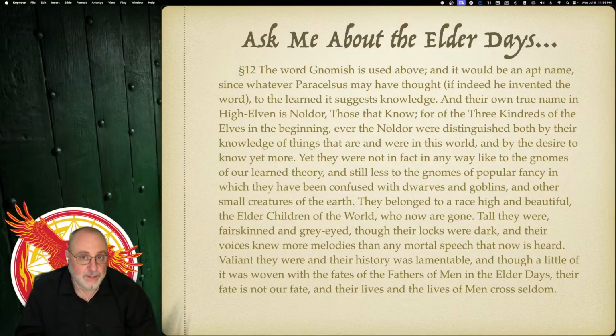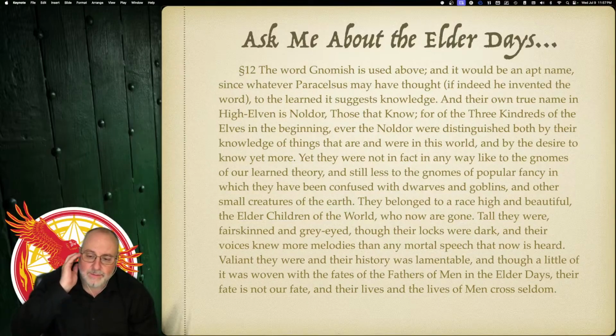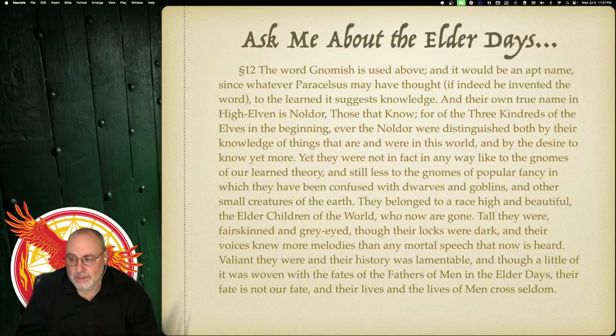They belonged, that is the gnomes, the actual gnomes, the real gnomes, the Noldor, they belonged to a race high and beautiful, the elder children of the world, who now are gone. Tall they were, fair-skinned and grey-eyed, though their locks were dark, and their voices knew more melodies than any mortal speech that now is heard. Valiant they were, and their history was lamentable, and though a little of it was woven with the fates of the fathers of men in the elder days, their fate is not our fate, and their lives and the lives of men cross seldom.